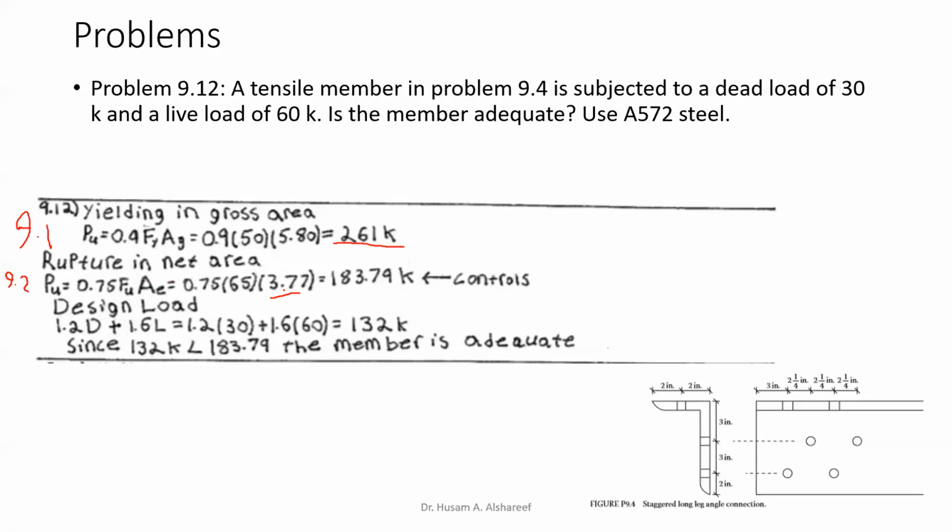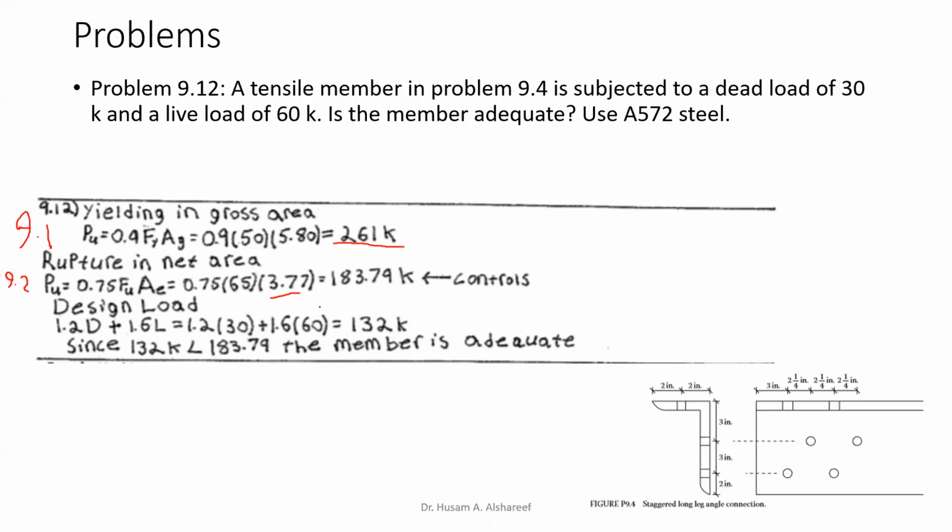Then if you plug and chug, your value for Pu for the rupture in the net area is 183.79 kips. Now, which one controls? Again, the smaller one controls, because it fails first.